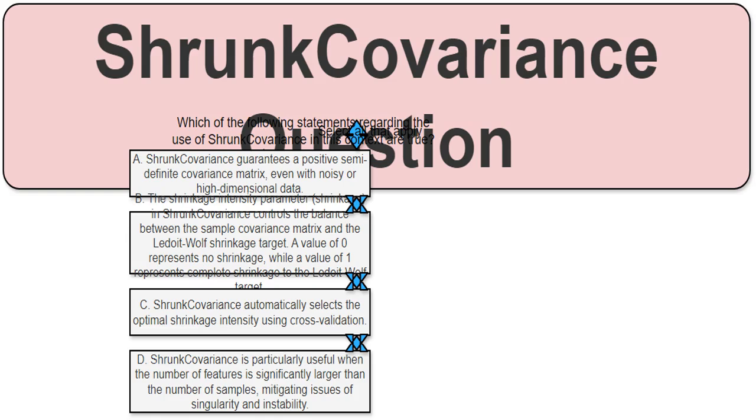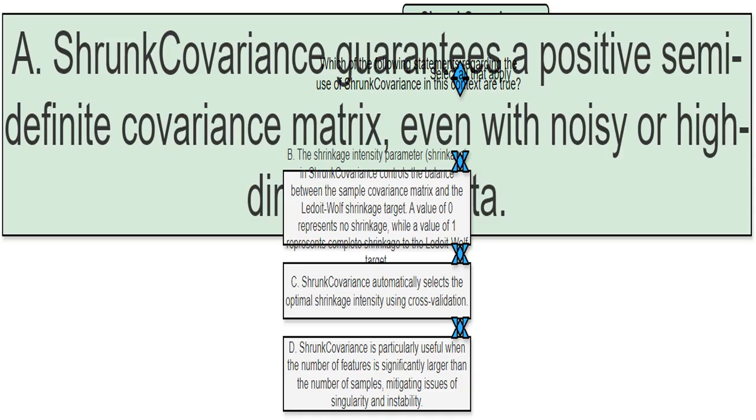This question asks you to identify true statements about the ShrunkCovariance method in Sklearn, a Python library for machine learning. We'll explore how ShrunkCovariance handles covariance matrix estimation, especially in situations with lots of variables and noisy data. I found that this statement is true.